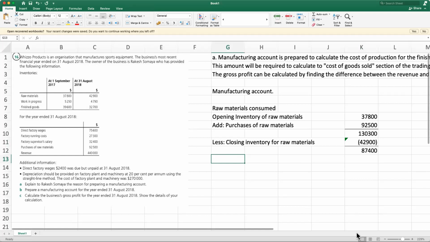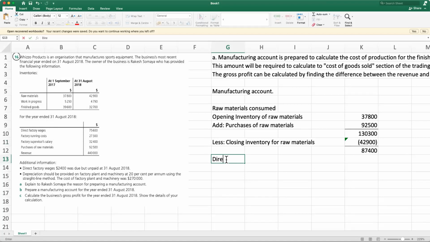Okay, once you're done, then we need to include our direct labor. So you need to find your direct labor. Do not include your work in progress until the end. So now we need to find direct factory wages. Direct factory wages will include 75,600. You need to add the one that was due, 2,400.